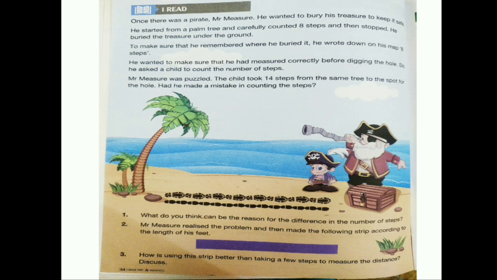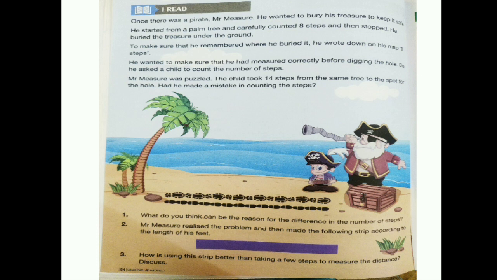Mr. Maser was puzzled. Puzzle means confused. The child took 14 steps from the same tree to the spot for the hole. Had he made a mistake in counting the steps? No. Let's see the question. What do you think can be the reason for the difference in the number of steps?